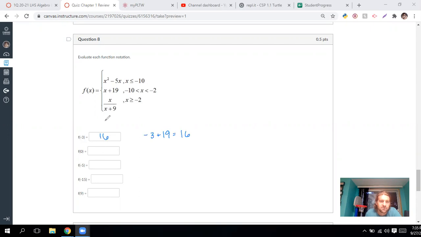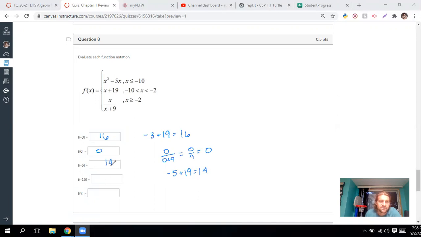All right, where's 0? 0 is actually bigger than -2, so we'll plug it in the bottom. 0 over 0 plus 9, that'd be 0 over 9, which is 0. All right, -5. -5 goes in the middle here. So plug -5 into the middle. -5 plus 19, that's 14.